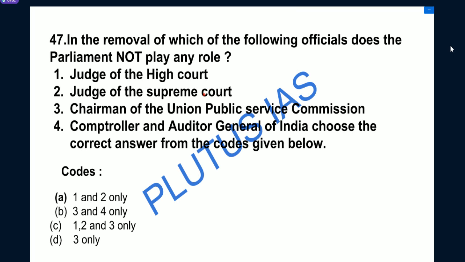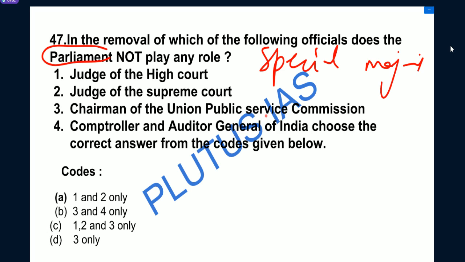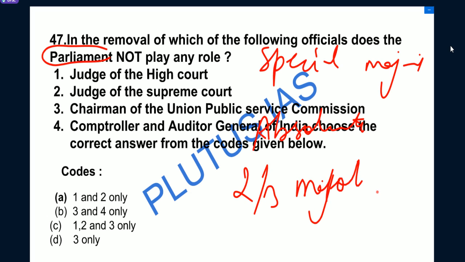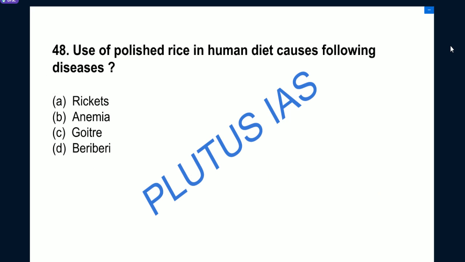Question number 47. In the removal of which of the following officials does Parliament not play any role? For a judge of a high court or a judge of the Supreme Court, does Parliament have a role? Yes, a special majority is needed. Which special majority? First an absolute majority, and then a two-thirds majority of those present and voting. So that is not the answer. The Comptroller and Auditor General of India can be removed like a judge of the Supreme Court. So the answer is 3, Chairman of the Union Public Service Commission. He is removed by the President after the Supreme Court's inquiry. When the President asks the Supreme Court to inquire, after that he is removed.